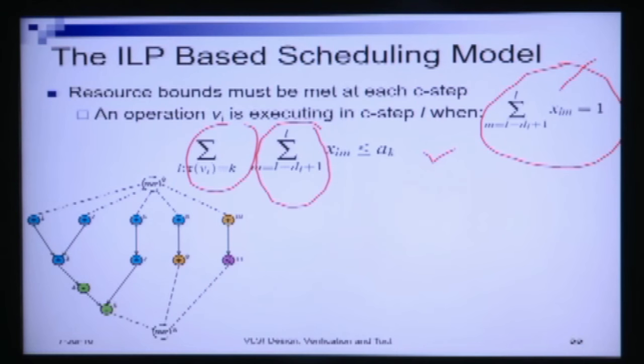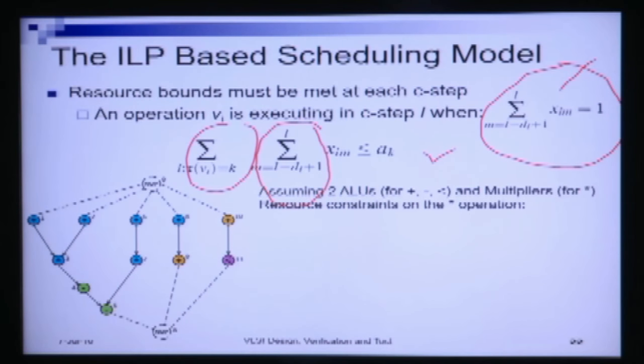Again, we now proceed to the example as we have been doing. Let us assume that we have two ALUs and two multipliers. The ALUs are used for the operations plus, minus and comparison, and the multiplier is used for the star or multiplication operation. Now, what we will do? As we have said, for each resource type at each time step the resource constraint has to be satisfied.